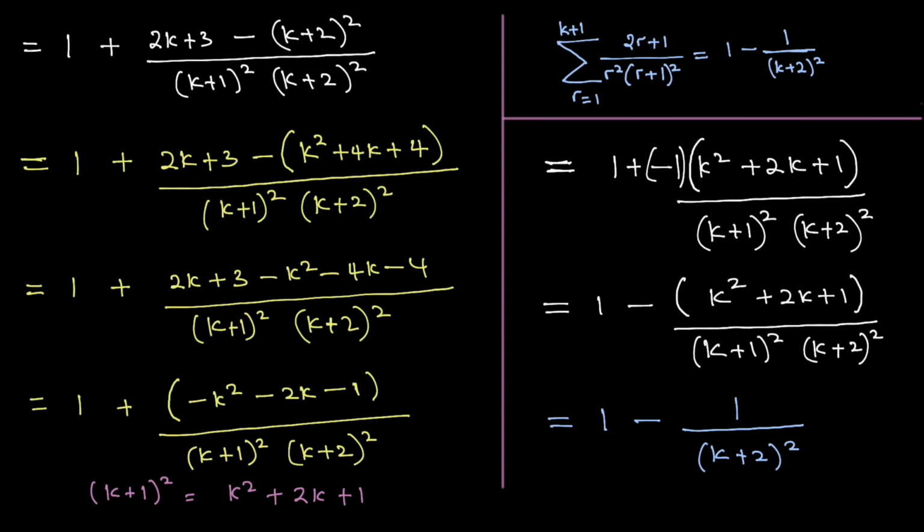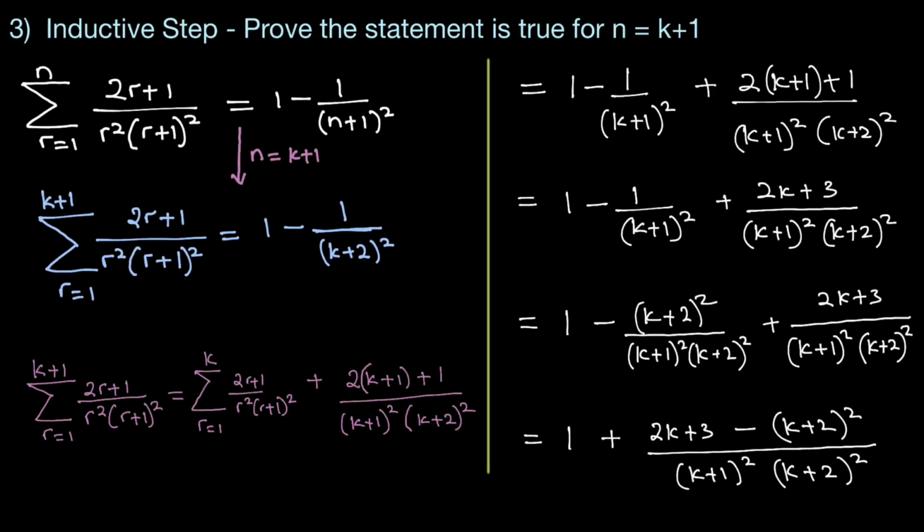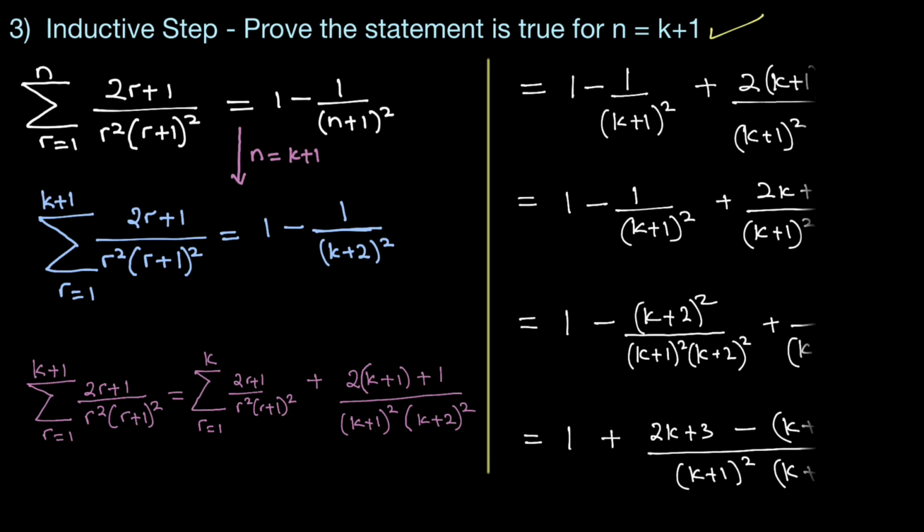So now we've got to the final answer, which means that we've shown that the step 3 inductive step is true for n equals k plus 1. And that's exactly what we got, that one here.